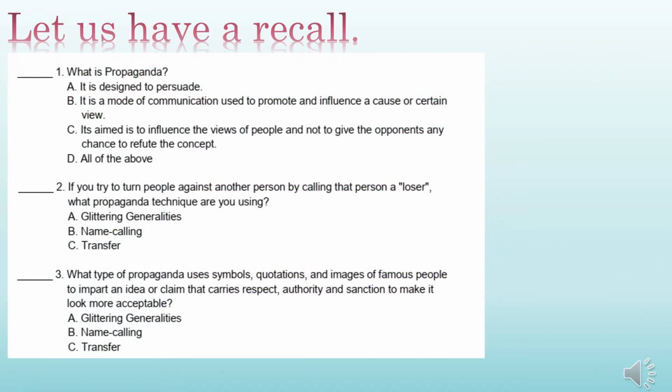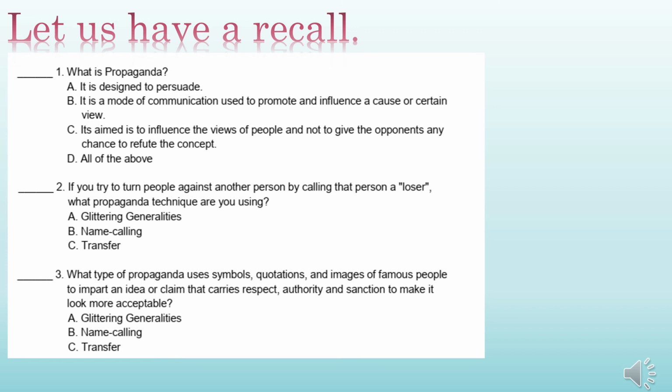Okay, since the discussion is over, let us have a recall. 1. What is a propaganda? A. It is designed to persuade. B. It is a mode of communication used to promote and influence a cause or a certain view. C. It is aimed to influence the views of people and not to give the opponents any chance to refute the concept. Or D. All of the above. The answer here is letter D. Propaganda means all of these, the A, B, and C.